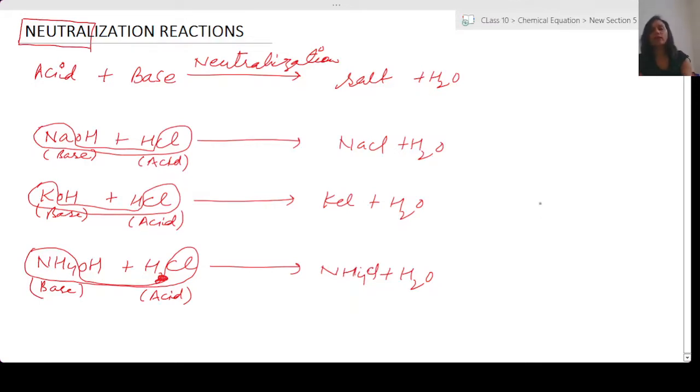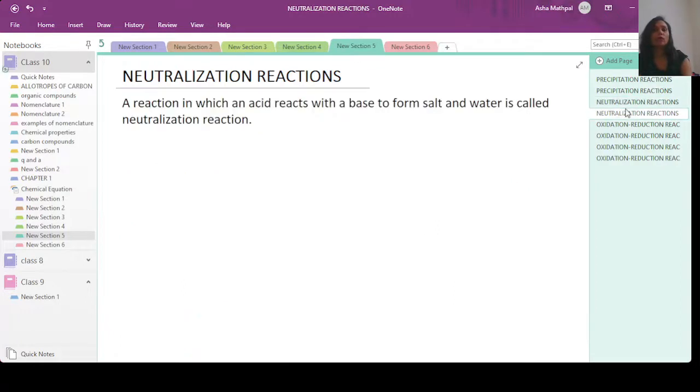NH4 valency is 1, remember. Cl valency is 1. Many times I have told you how we form the compound. NH4 valency is 1, Cl valency is 1. This one will go to NH4, this one will go to Cl, and we will get the compound NH4Cl. There are more reactions I will show you. Now, how to define a neutralization reaction? It is very easy to define. You just simply write that when an acid reacts with a base, we always get salt and water, and this is called a neutralization reaction.